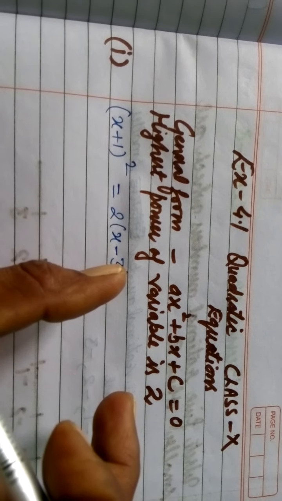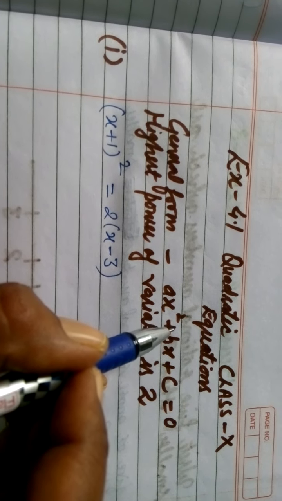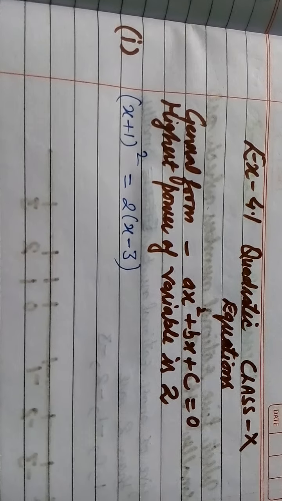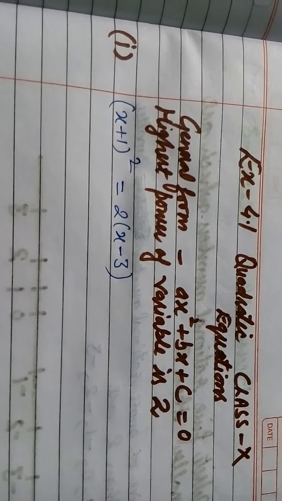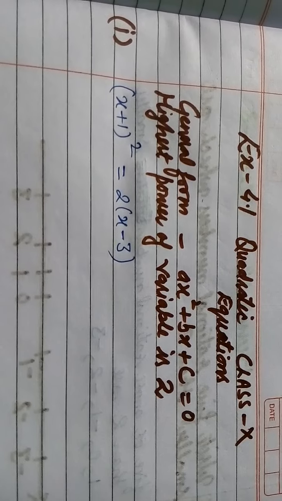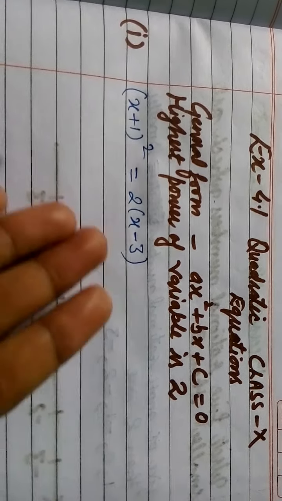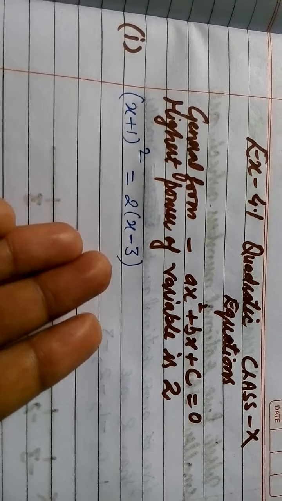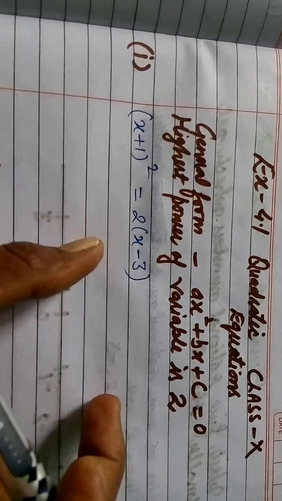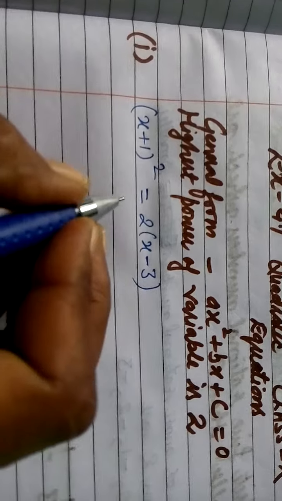Quadratic means that the equation has the highest degree of its variable as 2. This is the simple thing you have to keep in mind. You don't need much explanation for this. If after simplification you find that the highest degree of the variable in the given equation is 2, then you can say that the given polynomial or equation is a quadratic equation. Okay, so let us start.